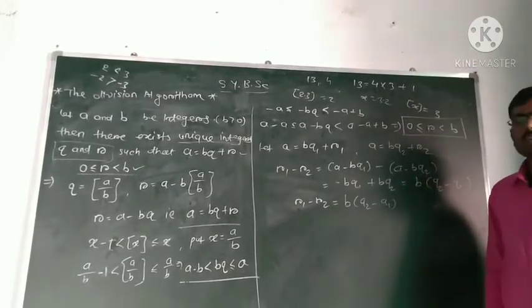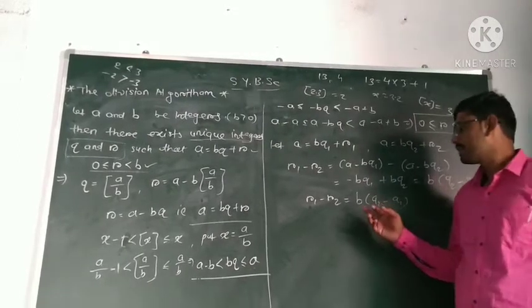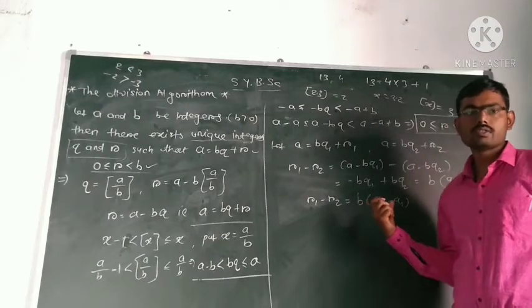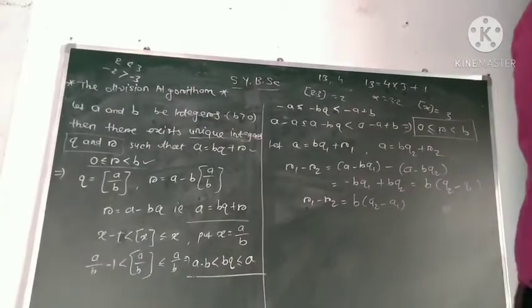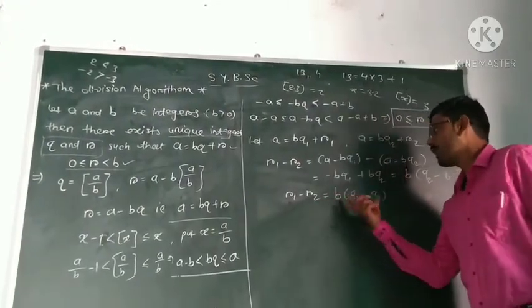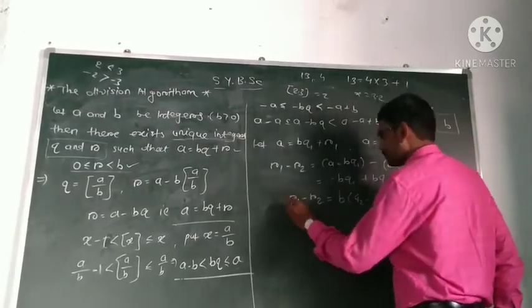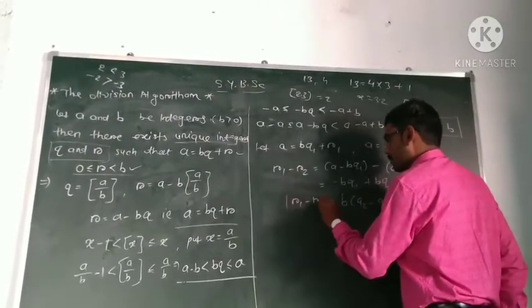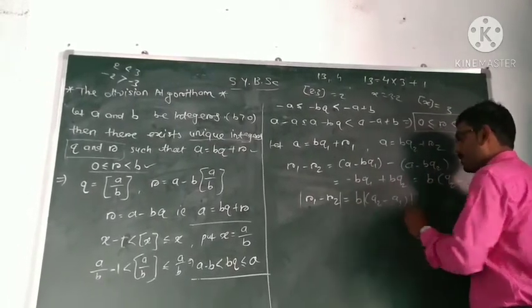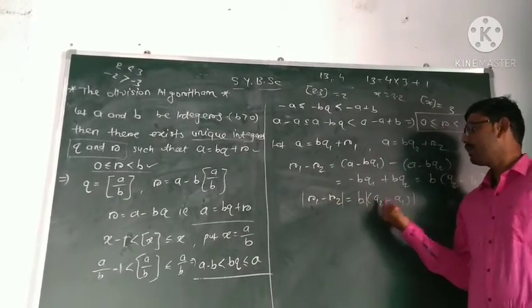Now, what do we have to do next? We have to show that R1 and R2 are the same and Q1 and Q2 are also the same. For this purpose, we can take the mod on both sides. So the mod of R1 minus R2 is equal to B times, and B is positive, so the mod of Q2 minus Q1.